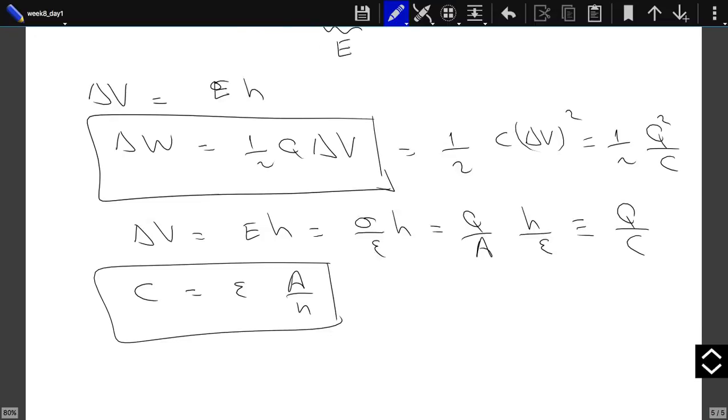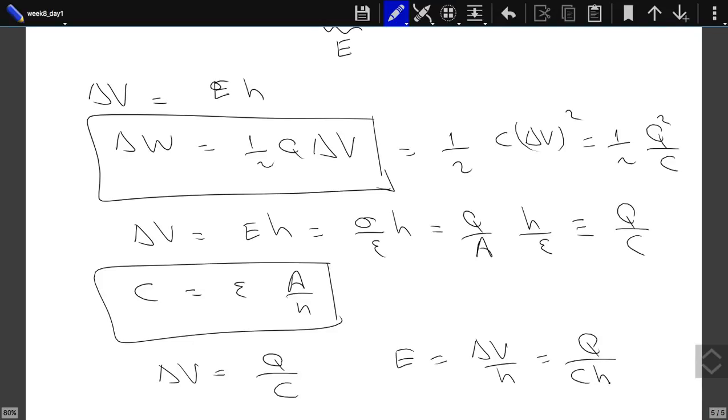Well, the problem is, let's look at the capacitance. What is the difference between a capacitor with a large capacitance and a capacitor with a smaller capacitance? Let's look at delta V. This is equal to Q over C. What we actually care about is the electric field, which is delta V over H, Q over C times H. So in your example, C diverges, but in the expression of the electric field, as H goes to zero, this C times H will be a constant. C times H is just epsilon times A. So just changing A doesn't really matter.